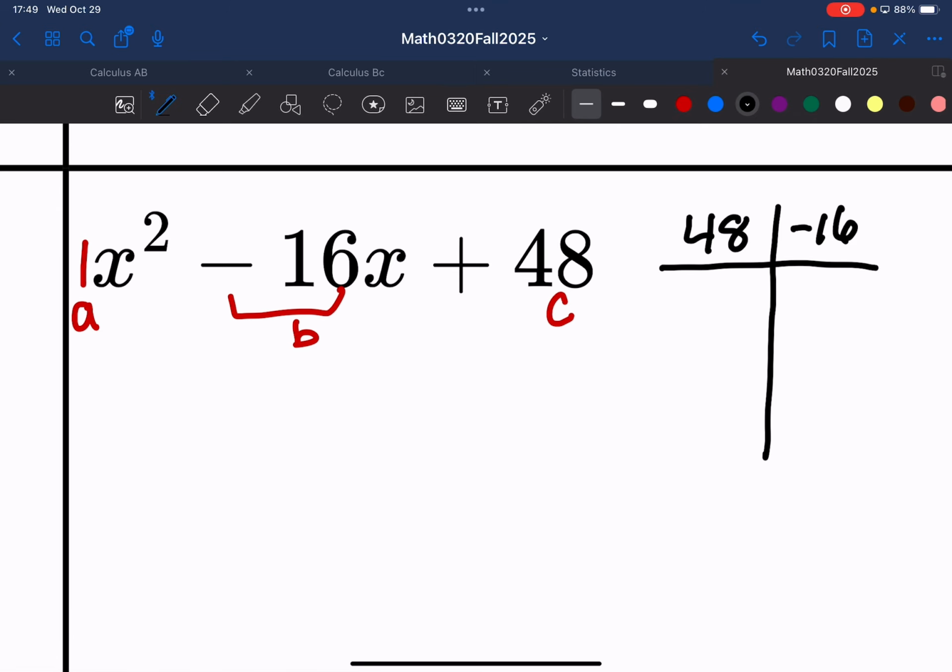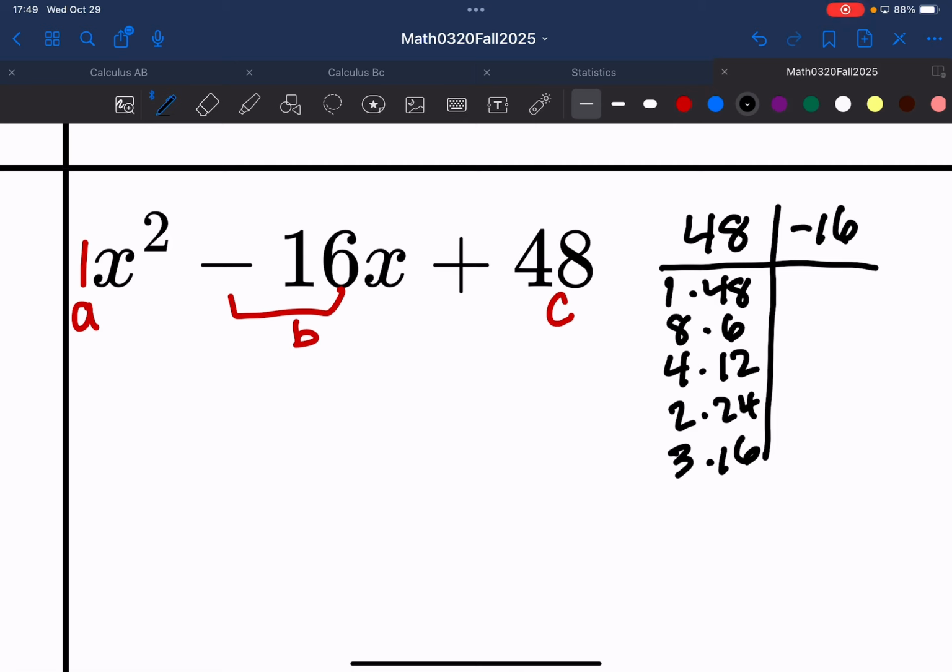Okay, so then I start thinking of all of my factors of 48. So I have 1 times 48, 8 times 6, 4 times 12, 2 times 24. Is that all of them? Sorry? 3 times 16. Oh, 3 times 16. Okay. Thank you. Okay, so we have all of those.